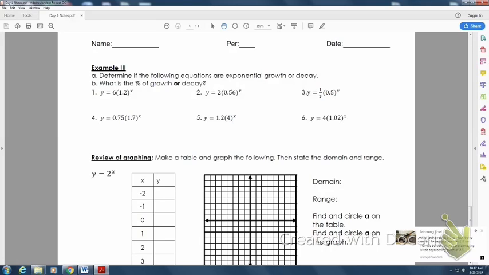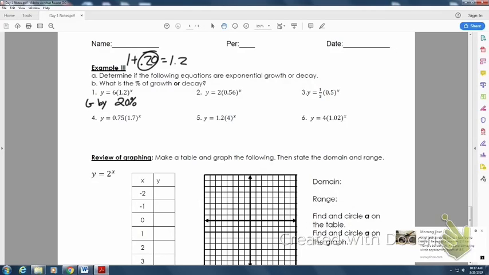So these are the problems I was talking about. You need to be able to look at an equation and tell me if it's growth or decay, and also by what percentage. Okay, so looking at number 1, Tate, would that be growth or decay? Growth. By what percentage? 20%. 20%. Because 1 plus 0.2 would give me 1.2. 20%.